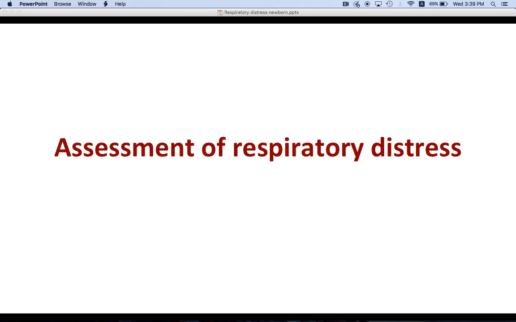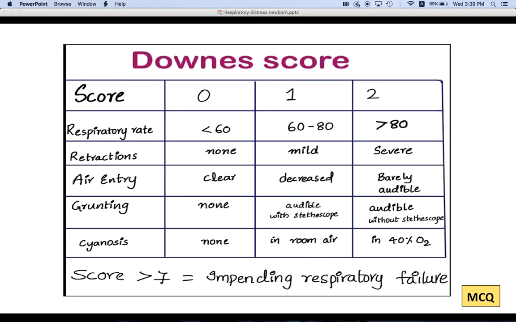Now, how can we assess respiratory distress? So there are two objective scores. One is Downey score, other is Silverman-Anderson score. So this is a typical Downey score. The components of a Downey score are respiratory rate, retractions, air entry, grunting, and cyanosis. The score is given from 0 to 1 to 2 for each of these parameters, and you can see a score of more than 7 is indicative of impending respiratory failure.